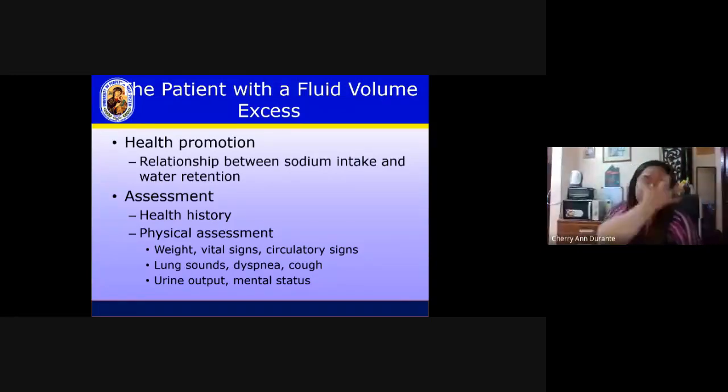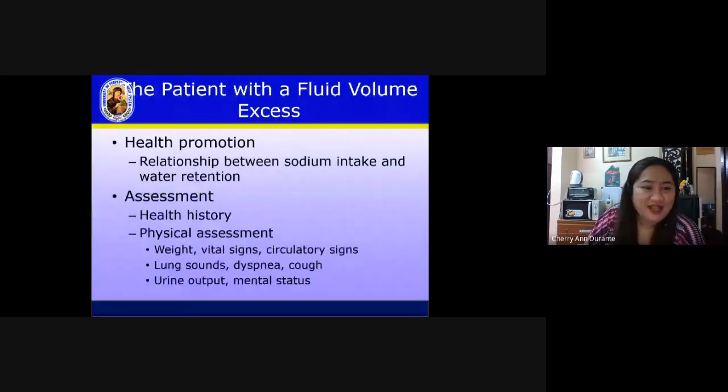Then you have your urinary output. Obviously, for patients with fluid volume excess, supposed to be mas mataas ang urinary output. Supposed to be. Pero kapag may kidney disease ka, kasi nga yun ang cause ng iyong fluid volume excess, meron kang oliguria or anuria. Pero kapag normal lang na marami ka lang talagang fluid retained, maraming beses ka rin mag-urinate.